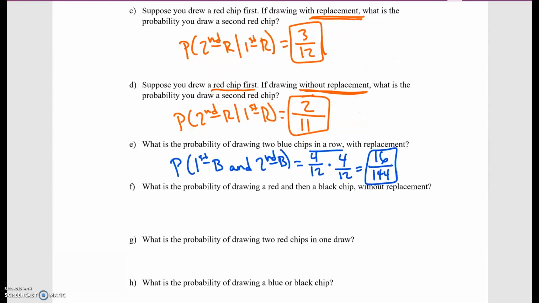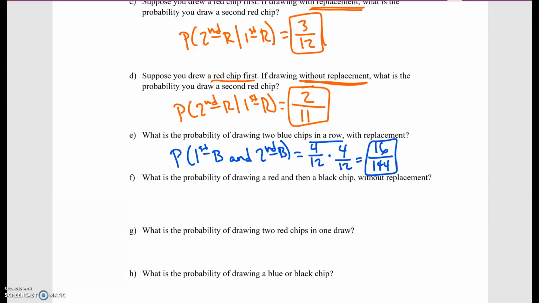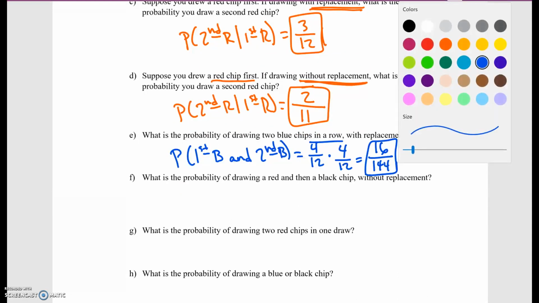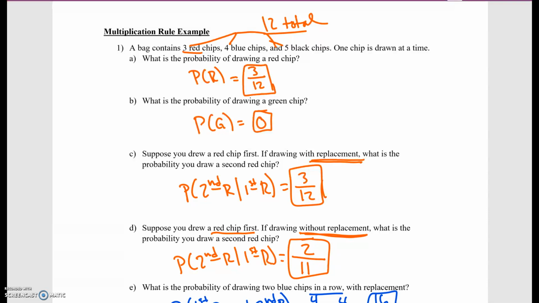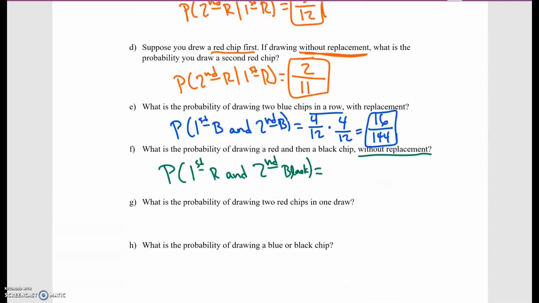So what is the probability of drawing a red and then a black chip without replacement? We have a particular order that we're looking at: the first one being red, followed by the second one being black. Without replacement, so I'm not replacing it. First I'm drawing a red chip. There's 3 red chips out of the total 12. Now with this red chip, I went ahead and got rid of it, so now I only have 11 left.